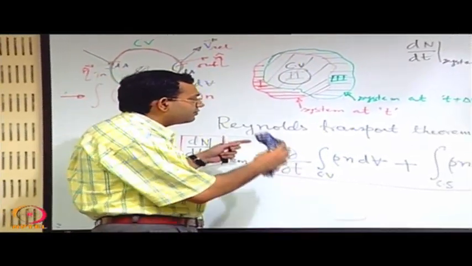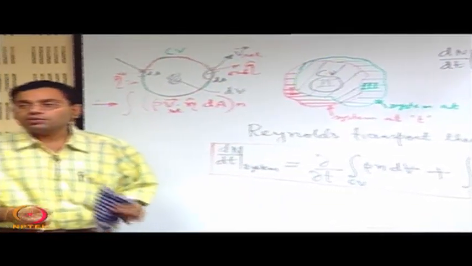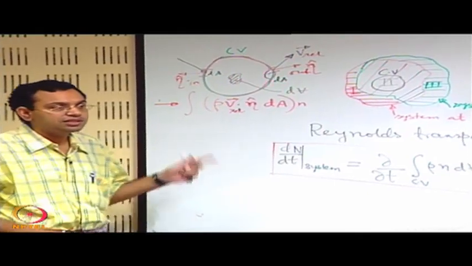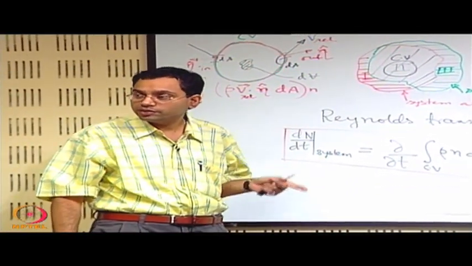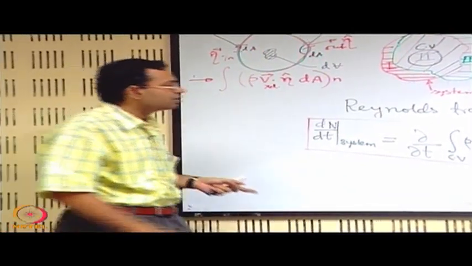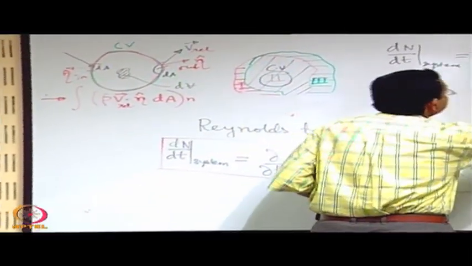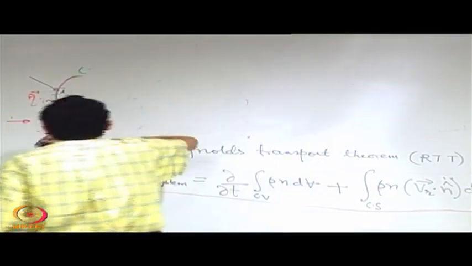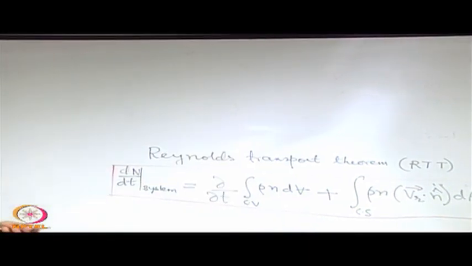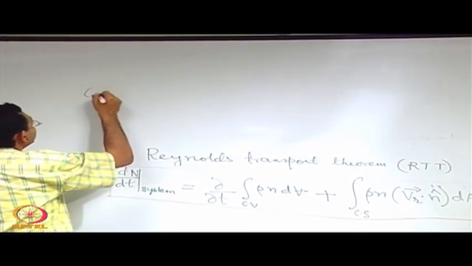So, in fluid mechanics we will be discussing 3 conservation principles in this chapter: conservation of mass, conservation of linear momentum and conservation of angular momentum. So, we will first start with the conservation of mass.